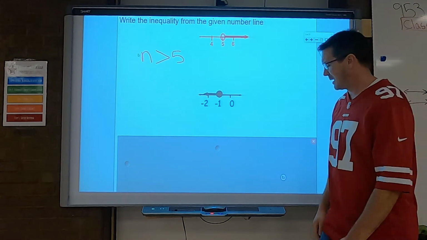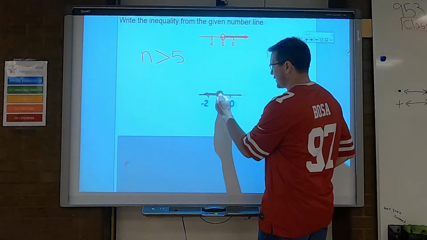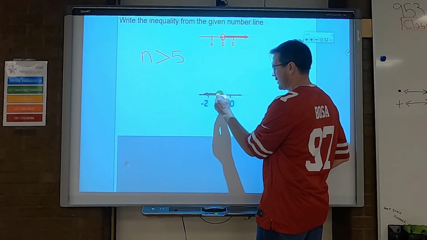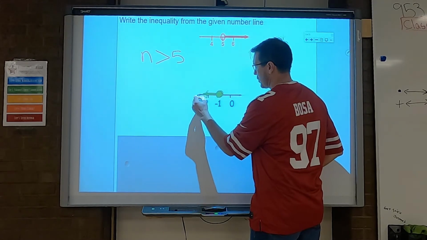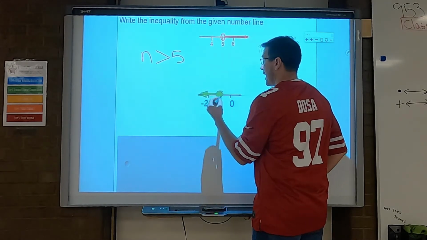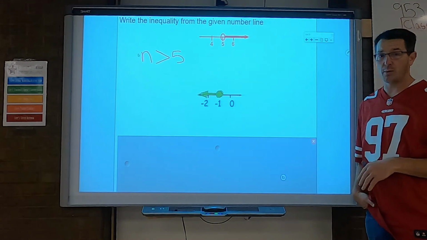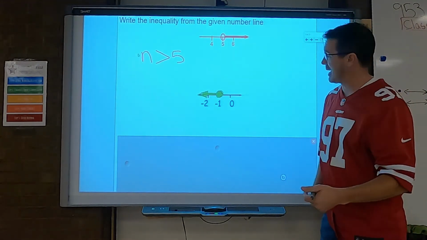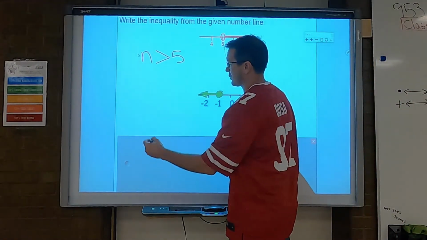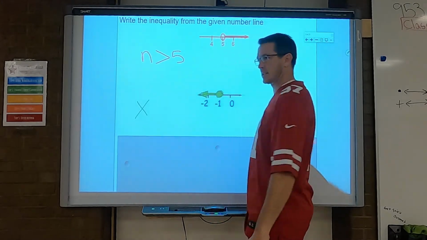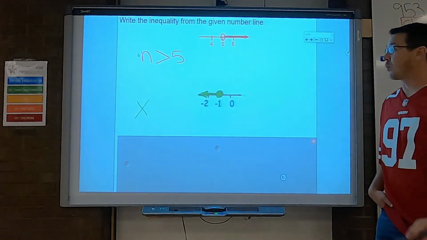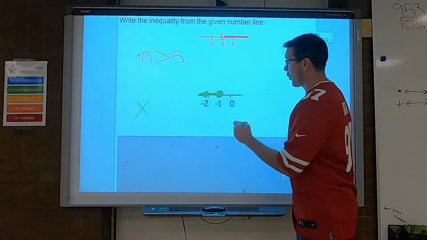That might be hard to see, so I'm going to try to change that color. This is a filled in circle here, and this is the arrow going to the left. So again, I always start off with a variable. I can pick any variable. I'm choosing n again. Oh no, let's just do x. We'll do x this time, why not? And now I look and say, is the circle filled in or open on?